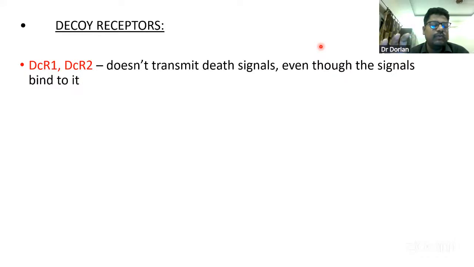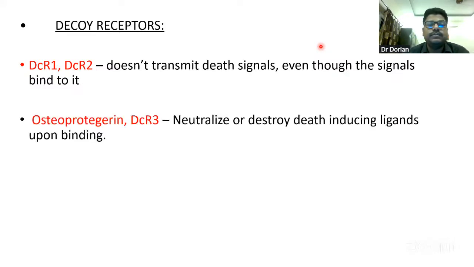The ligand will be very good. It will be transmitting signals for apoptosis. It will come and bind with the receptor, and the receptor will not allow the ligand to go inside. And these two receptors, osteoprotegerin and decoy receptor 3, destroy the ligands upon binding. All this is given in Sabiston.